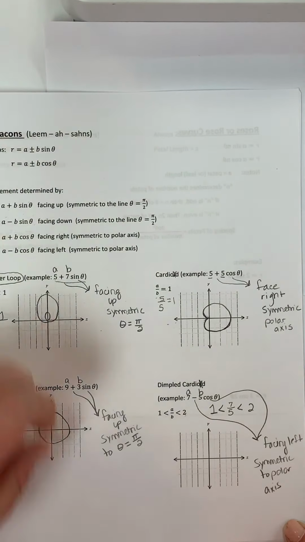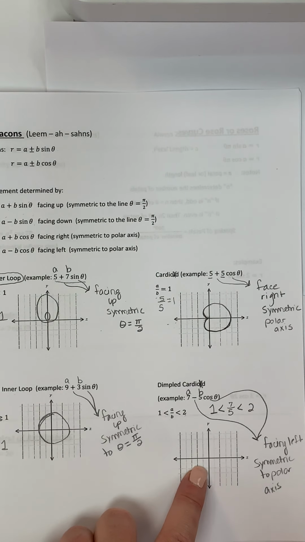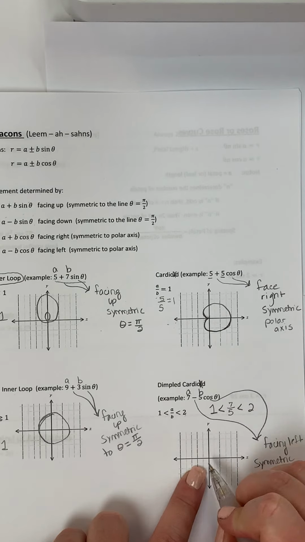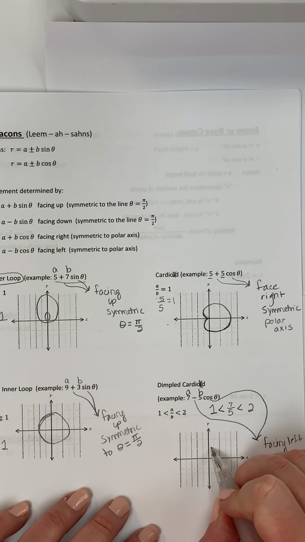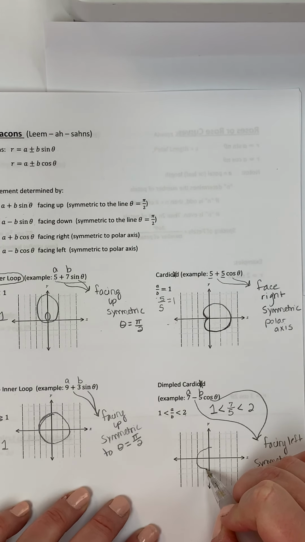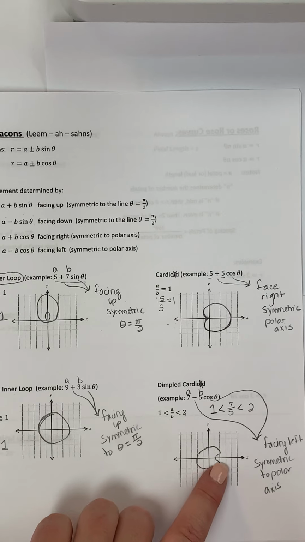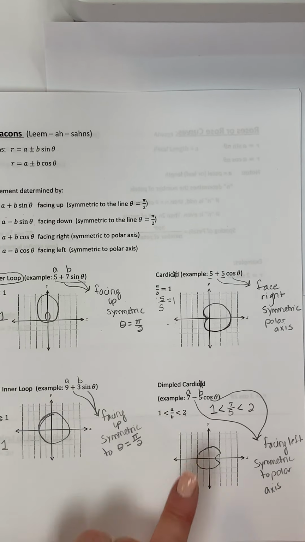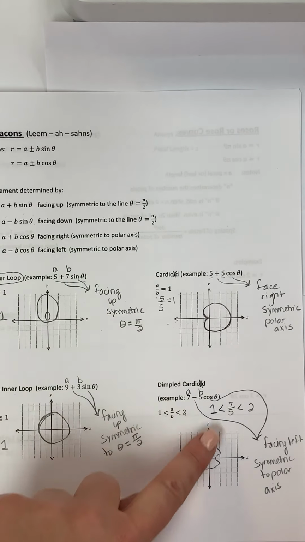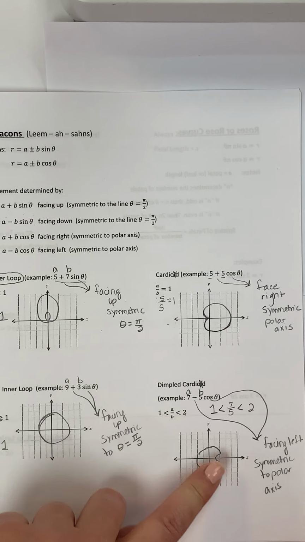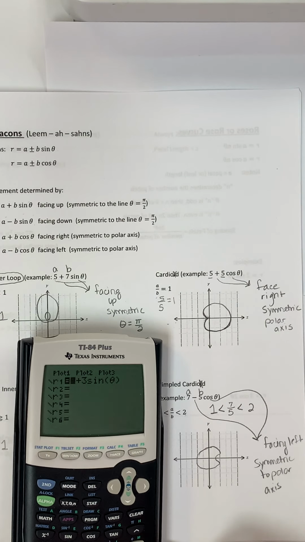Sorry about that, guys. There we are. Okay, so what we're looking at here is we're going to be facing left, all right? But instead of having a very sharp dip in, we're just going to have a little dimple. It's not going to go all the way in sharp like this. It's just going to have a little bit of a dimple there. Let's look and see what that looks like on here.